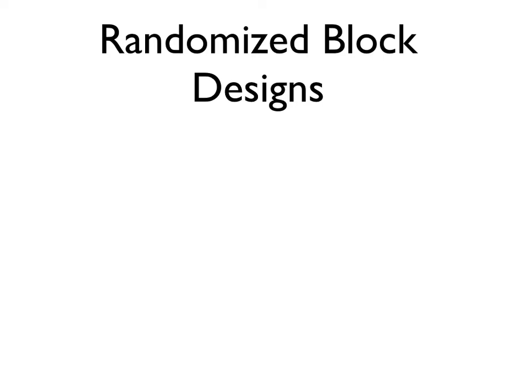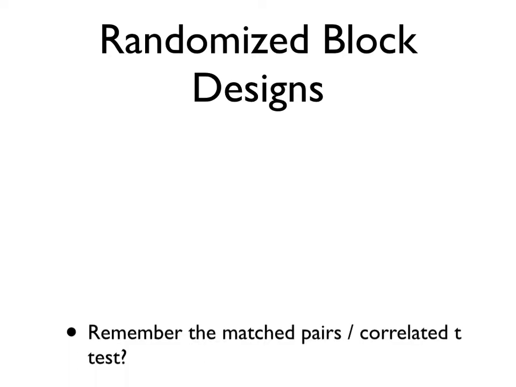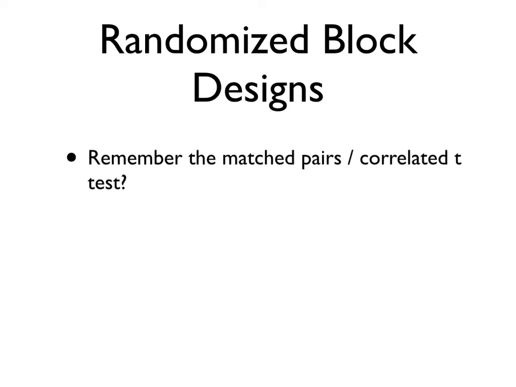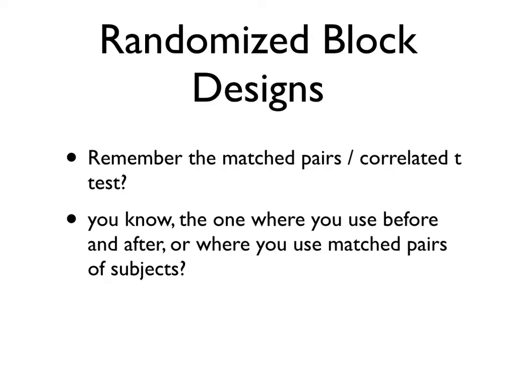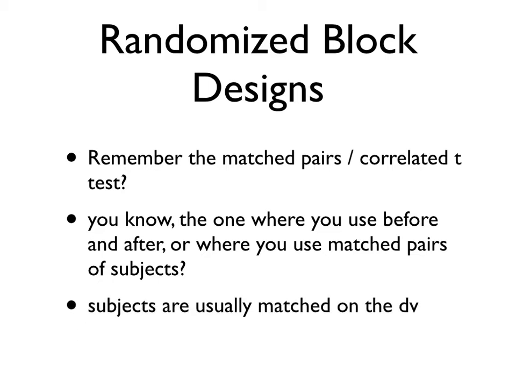So the randomized block design: the repeated measures experiment is a special case, in fact, of what's called a randomized block design. Remember the matched pairs or correlated t-test? We've talked about that. That's where you match subjects up and you treat them basically as the same subject because you match them on some variable. Maybe if you've got animals, it'd be like littermates. I think the example I used was blood pressure. We measure everybody's blood pressure and find people with exactly the same blood pressure and treat them as the same person. So subjects are usually matched on the dependent variable.